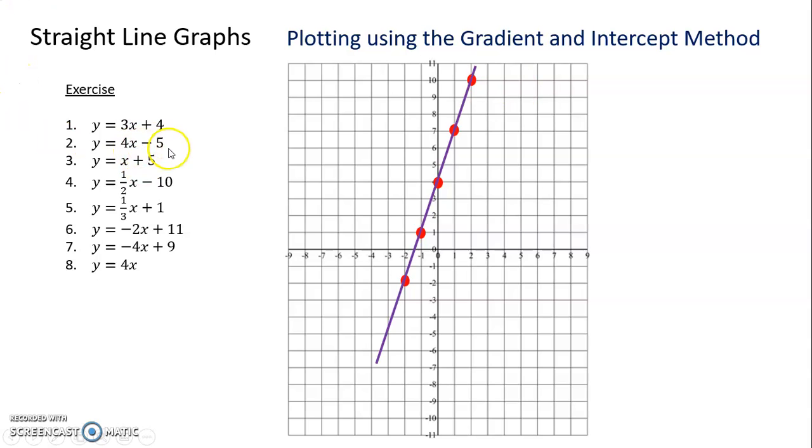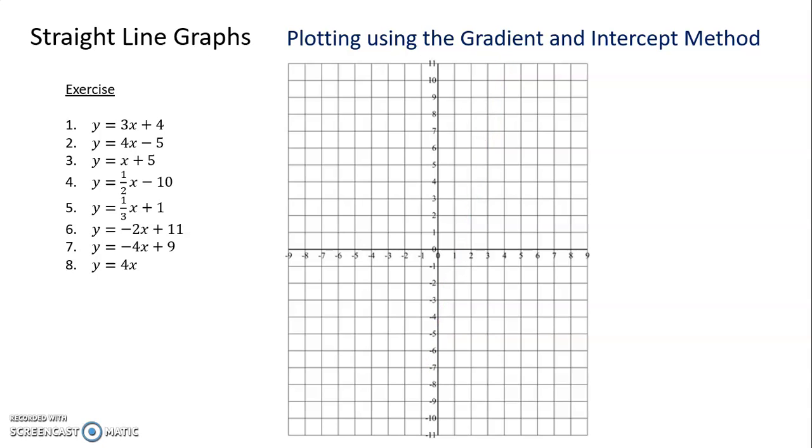Next one, y equals 4x minus 5. So the intercept is negative 5. And then the gradient is positive 4. So along 1, up 4, and again, join them up, make a nice straight line. If you find that your points aren't on a straight line, then you must have done something wrong. You need to go back and just have a look where your mistake is.